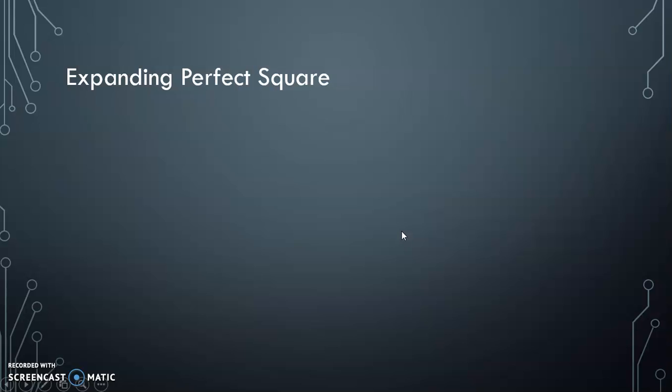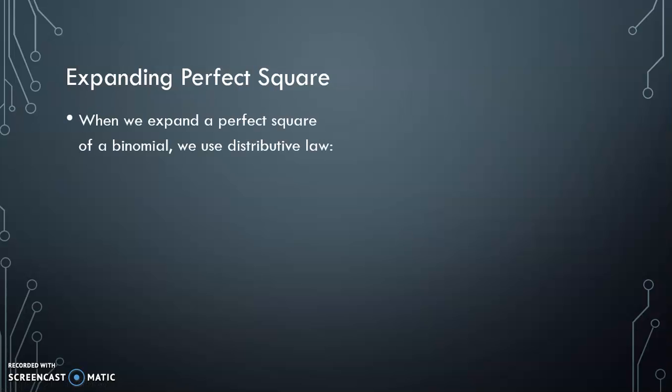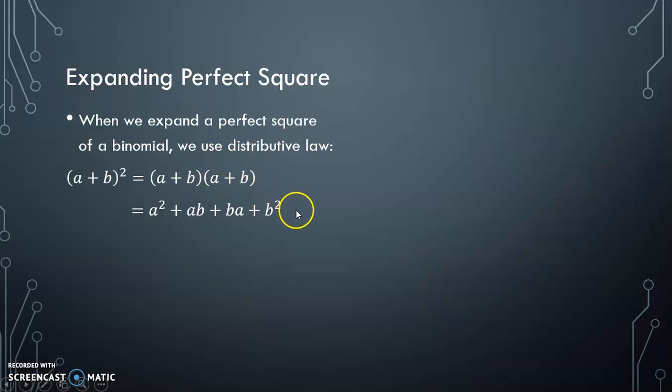We can expand a perfect square using the distributive law so that we can either calculate it or simplify it with other expressions. For example, (a plus b) squared can be written as (a plus b) times (a plus b). Using the distributive law, a is distributed to a and then to b, and then b is distributed to a and then b. As a result, we have a squared plus a multiplied by b, then b multiplied by a, then b multiplied by b.